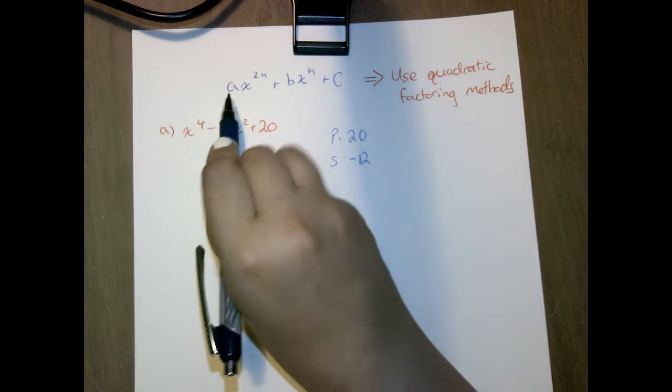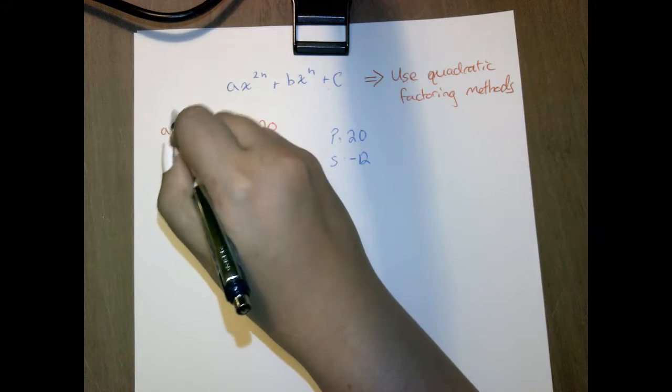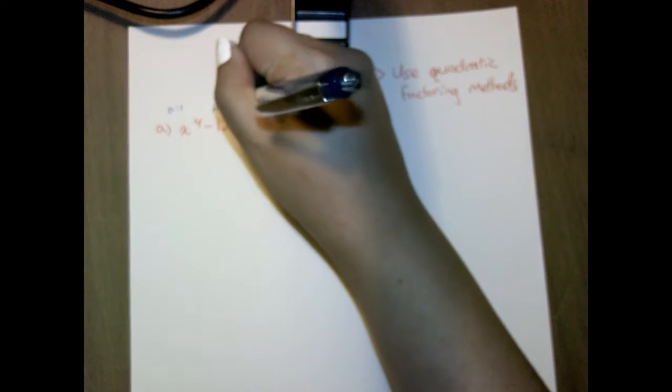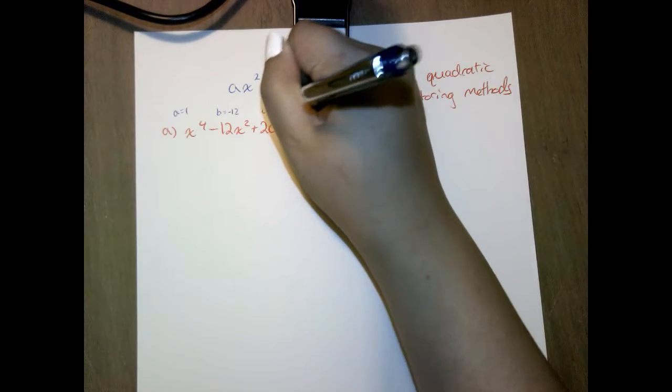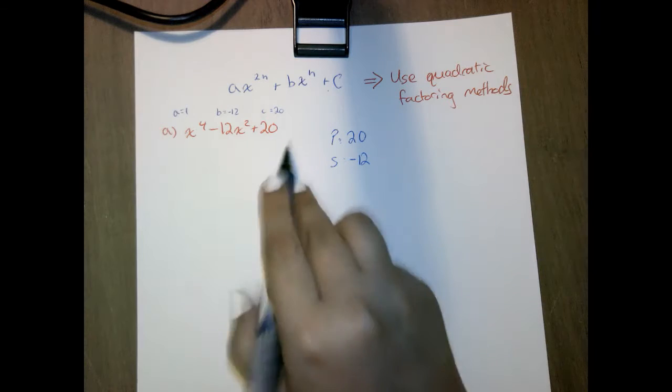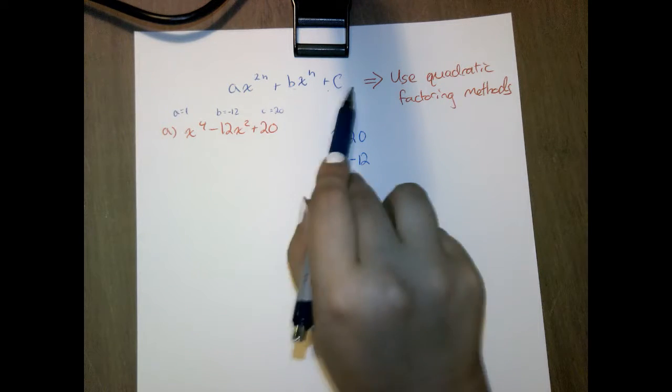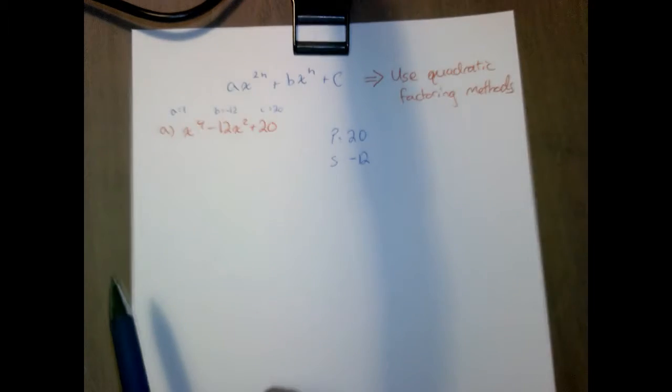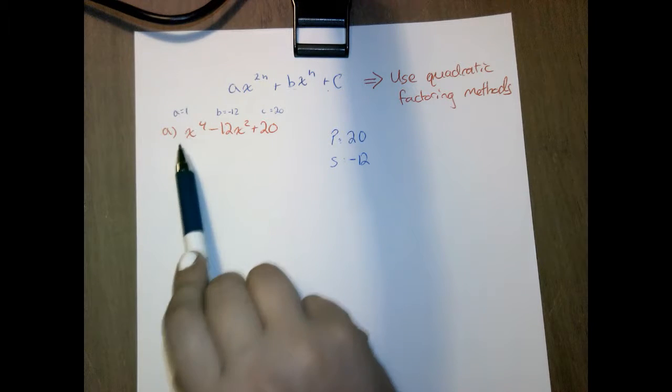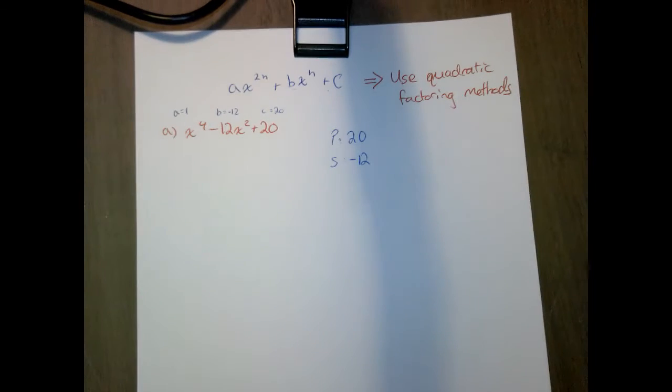right? If this was my a over here, I've got an a value of 1, my b value is negative 12, and my c value is 20, right? Using my quadratic form over here. Since my a value is 1, I can actually factor this as if it was a simple trinomial, right?